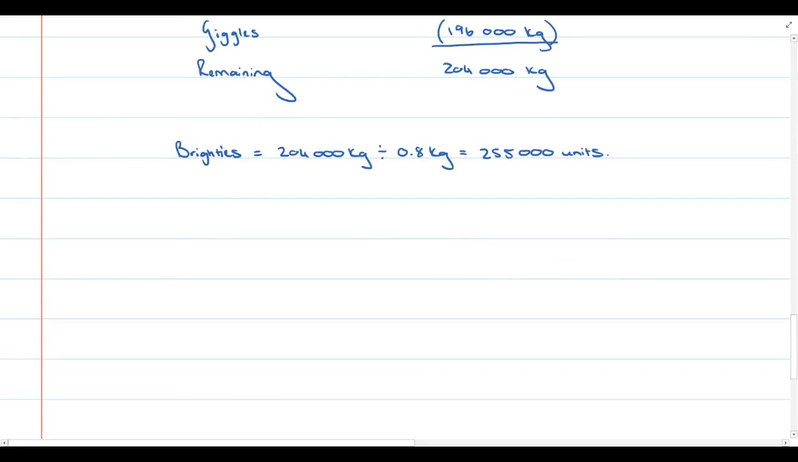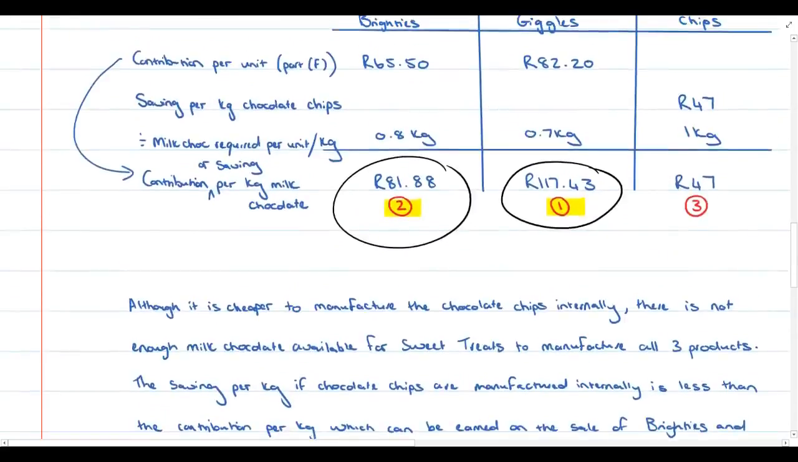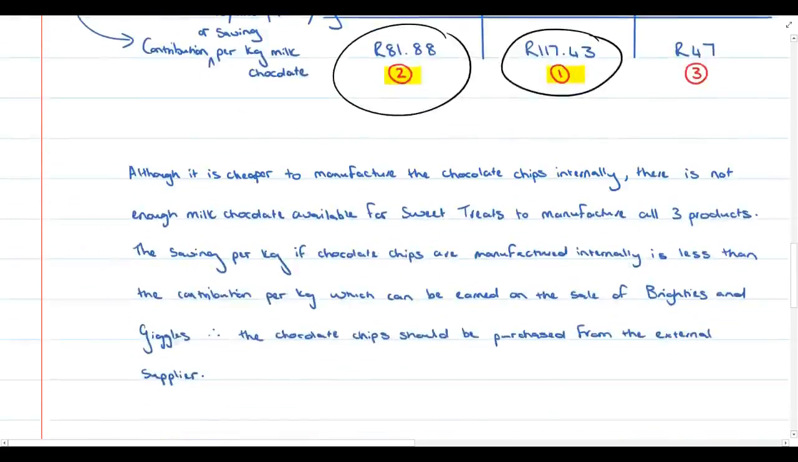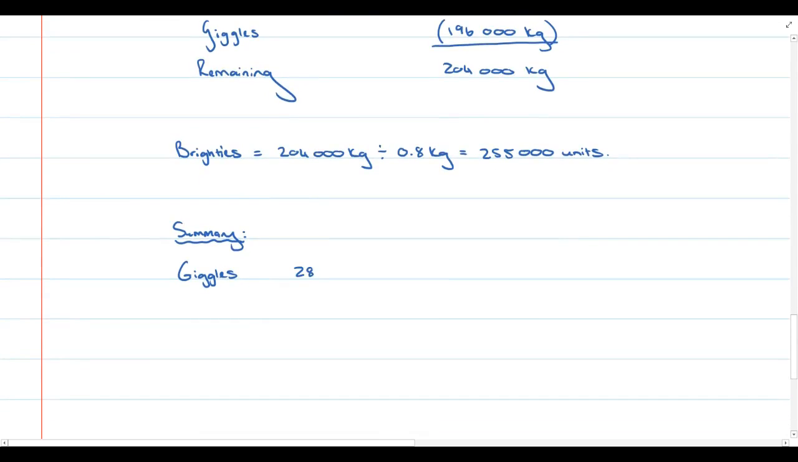All right, so let's summarize this. Make sure that you actually answer the required. What is the optimal production plan? How many units of each product should they produce? For Giggles, they are going to produce everything. So that is 280,000 units. And for Brighties, they can produce 255,000 units. All right, so that then answers part 2.